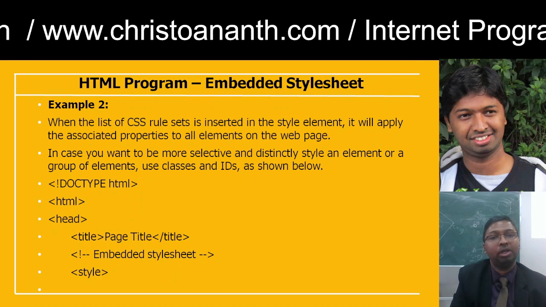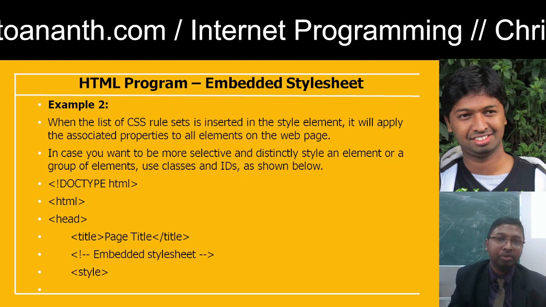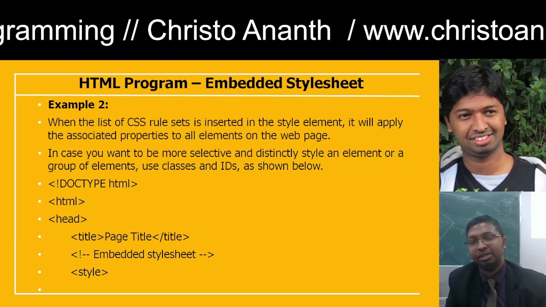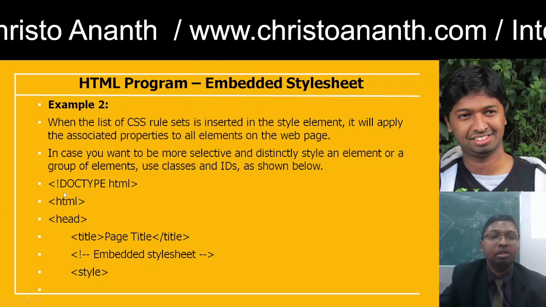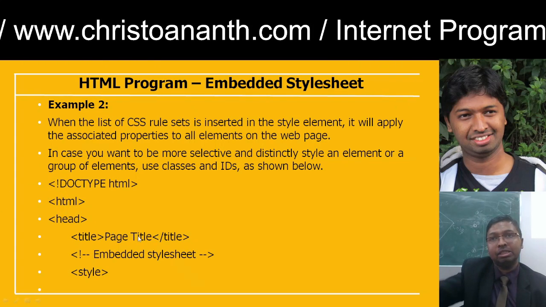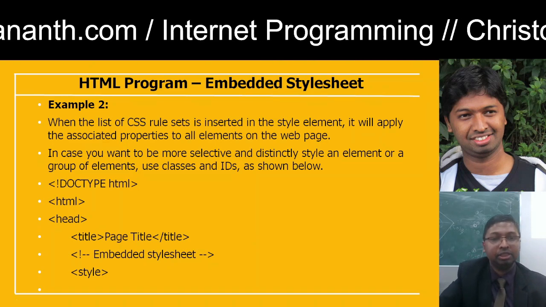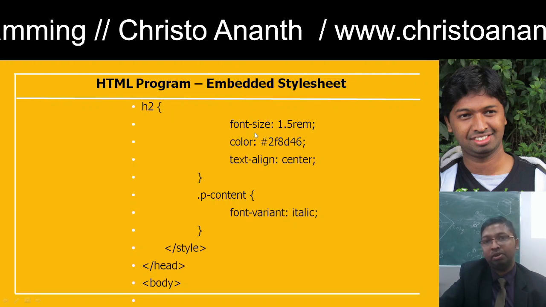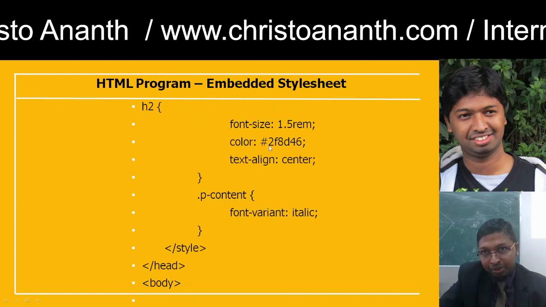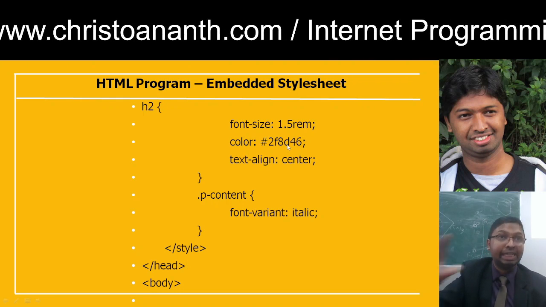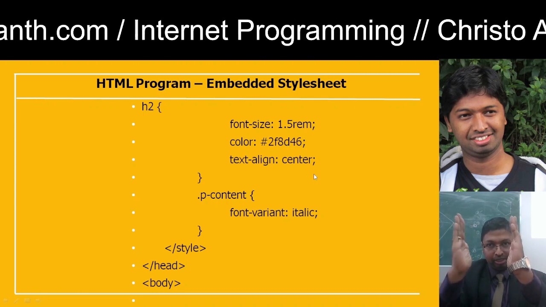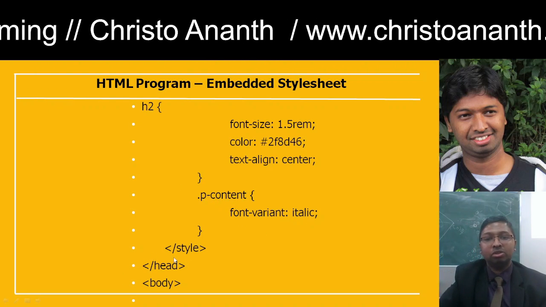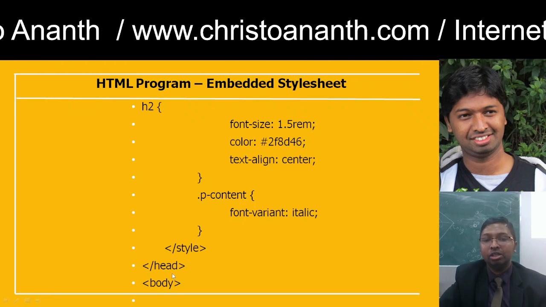So this is another program. We'll use CSS. In case you want to be more selective, you can use classes and identifiers, or IDs. So doctype HTML, head tag, title is page title. You are going to use embedded style sheet here, so that is the reason you will go with the style tag. You'll have h2 font size 1.5, color specified as a number, which denotes the green color. Text alignment center. Paragraph content font variant italic. So style, close head, and then you'll go with the body.